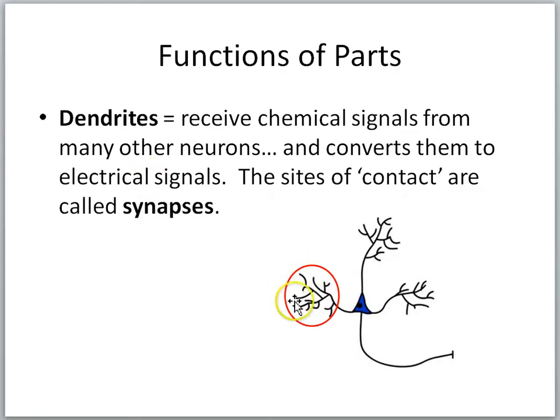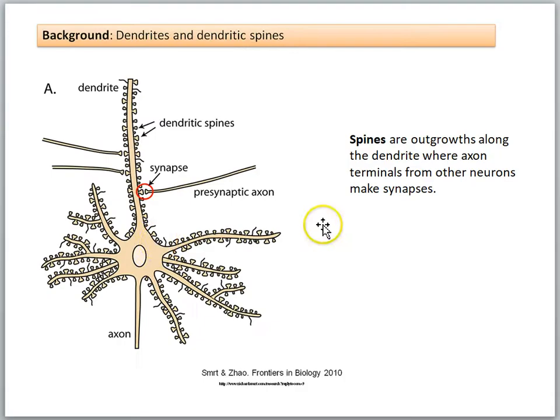So again, we have the dendrites. They're going to be receiving chemical signals from many other neurons, and they will convert those signals into electrical signals. The sites of contact are called synapses. In this picture, we see the cell body, the axon down here, and then all these branches are dendrites. And on the dendrites are little structures, little bumps called spines. They're outgrowths along the dendrites where axon terminals from other neurons make synapses.